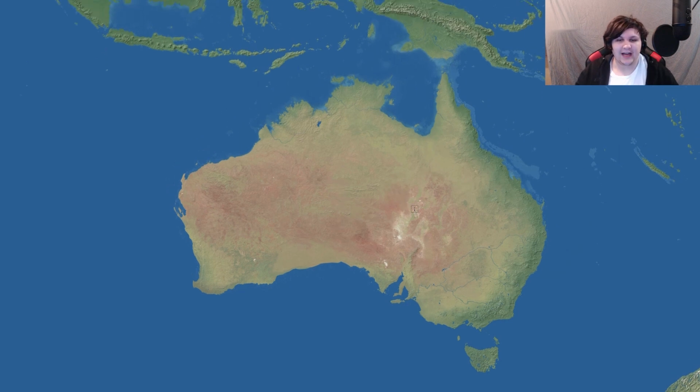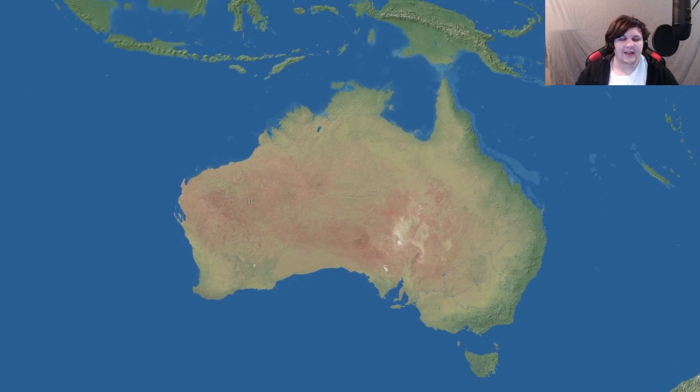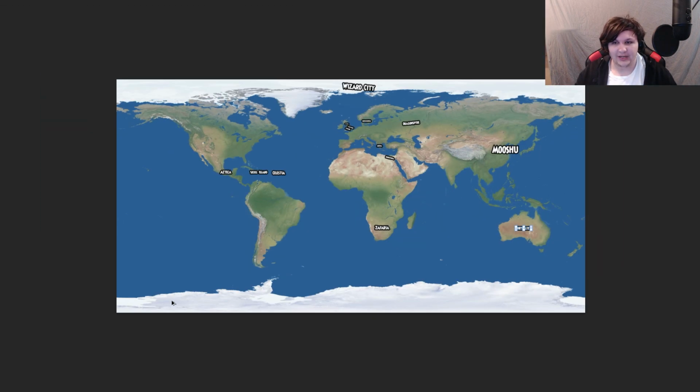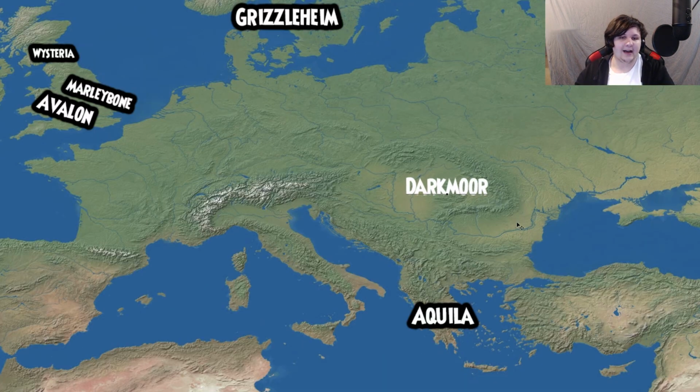There's also the fact that there's the Conda Desert portion, then there's the Last Wood, which would be the more green parts of Australia. That's really all I could say. I'm just going to put it here with a question mark. Really, it could be anywhere. I'm not exactly happy with the Australia guess, but really, I don't think you can put it anywhere else. Next up, we have Darkmoor.